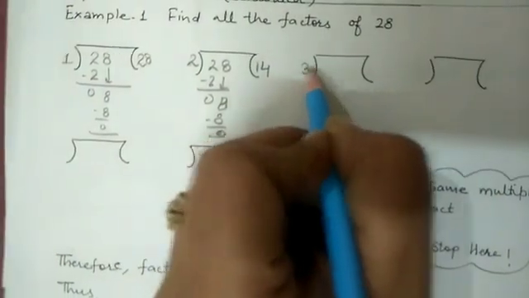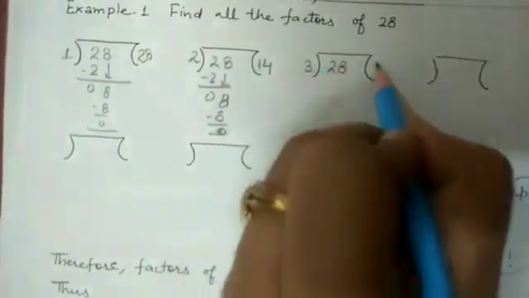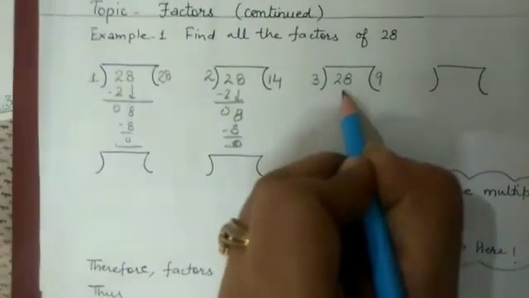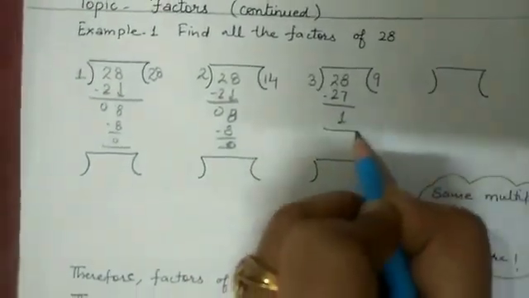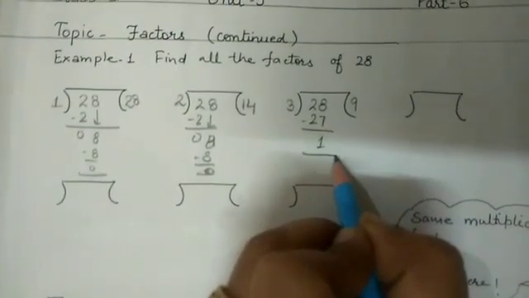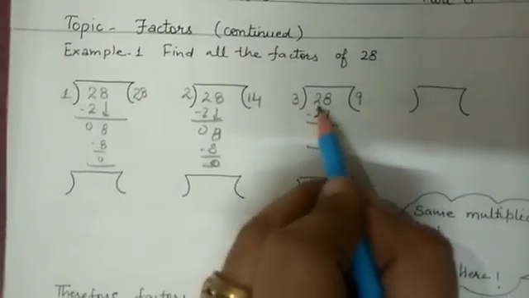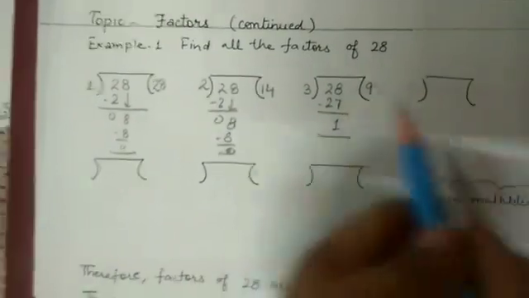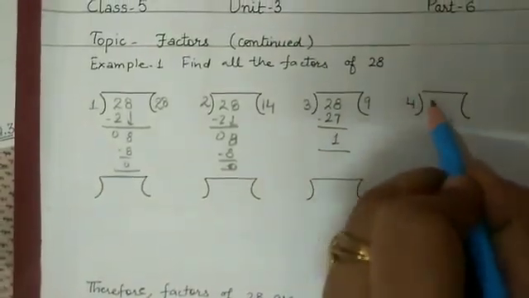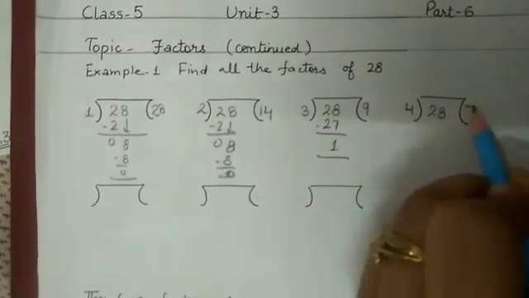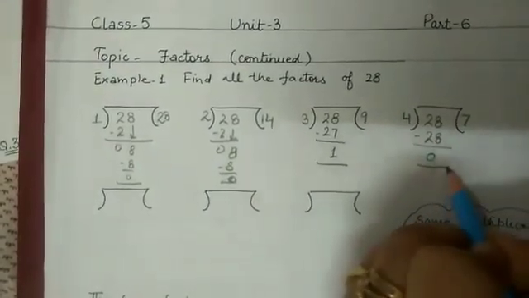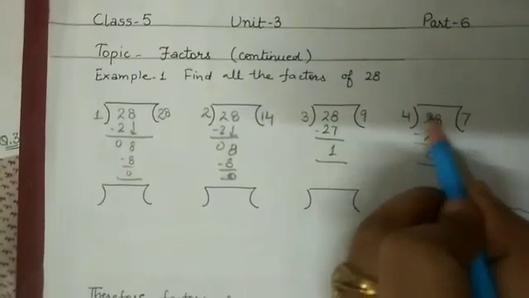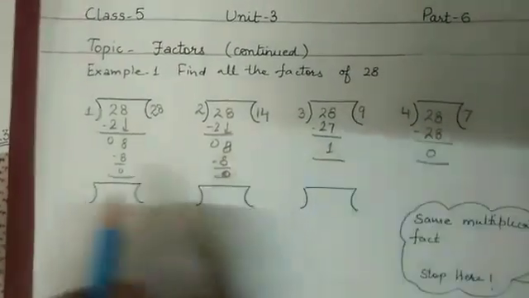Now let us divide by 3. 3 9s are 27. This time our remainder is not equal to 0. It means 3 is not a factor of 28. Now we will try with the next number, 4. 4 7s are 28. Remainder is 0. It means 4 is a factor of 28.